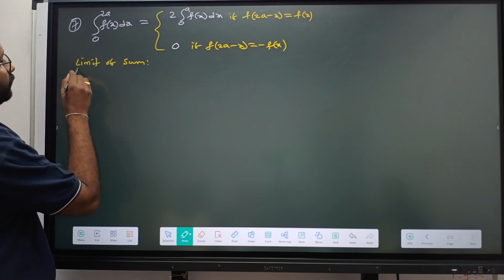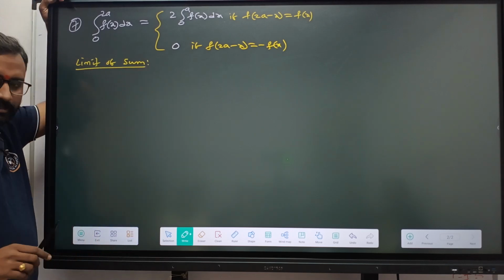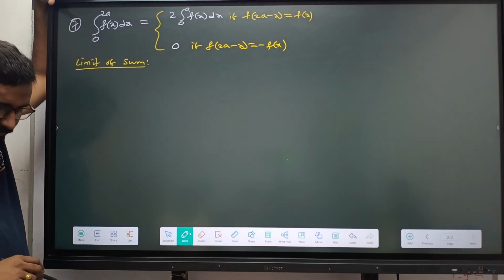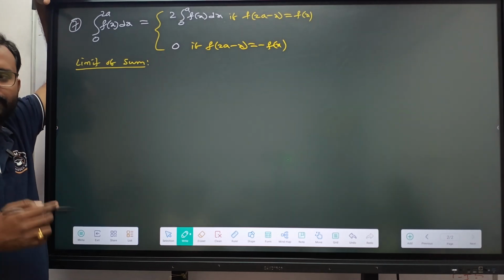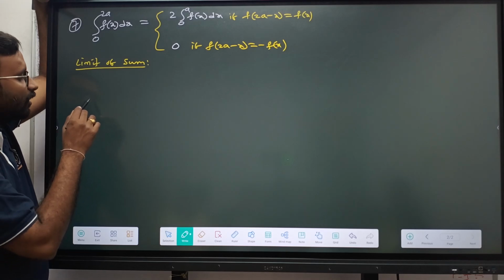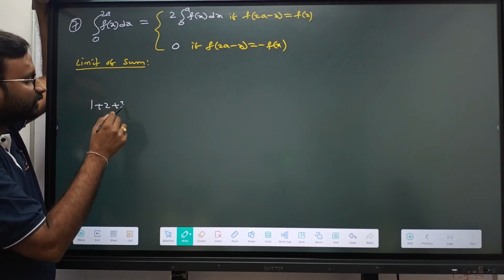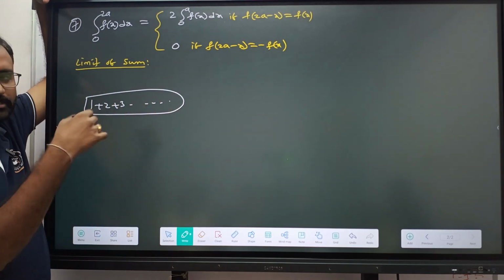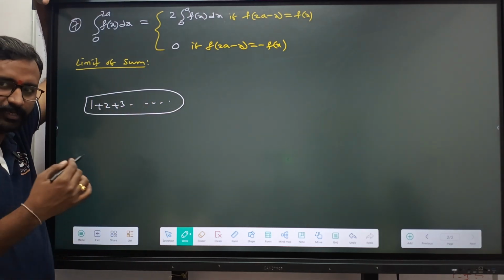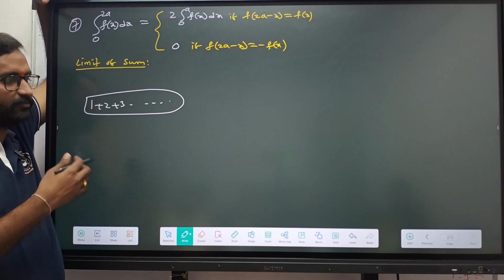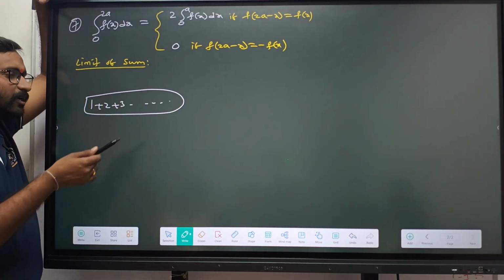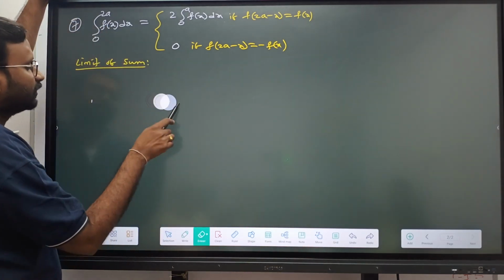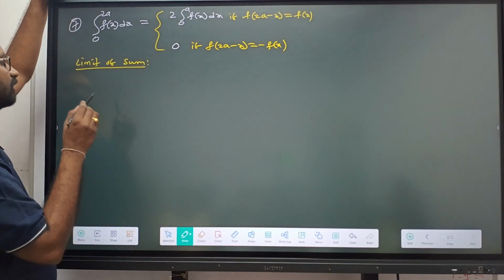Very useful for objective. Suppose you have a series 1 plus 2 plus 3 and so on, we can write this as a limit function. First of all, you can write the limit by writing limit extends 1 2 3 4, you will get the expansion. How can you find the integration of this type of function, that is limit of sum? See, I will show you the formula.